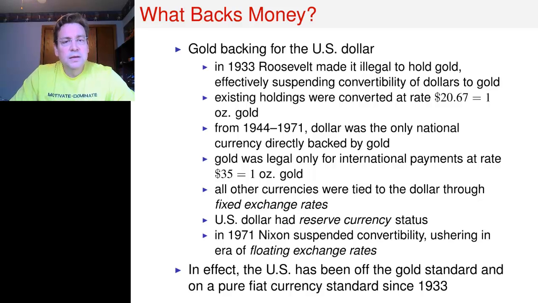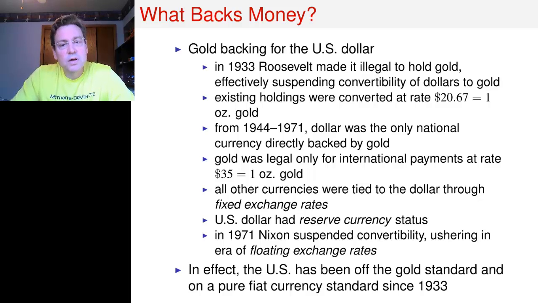What about gold and money? Well, the U.S. was on a gold standard until 1933 when Roosevelt essentially suspended it. Then, from 1944 to 1971, the U.S. dollar was the only national currency that was actually backed by gold. Gold was legal only for international payments, and the rate of exchange was fixed. One ounce of gold is $35. Picture that now if you go look at the gold prices. And then all the other currencies in the world, or at least among major economies, were tied to the dollar through fixed exchange rates. So the US dollar had what was called reserve currency status.